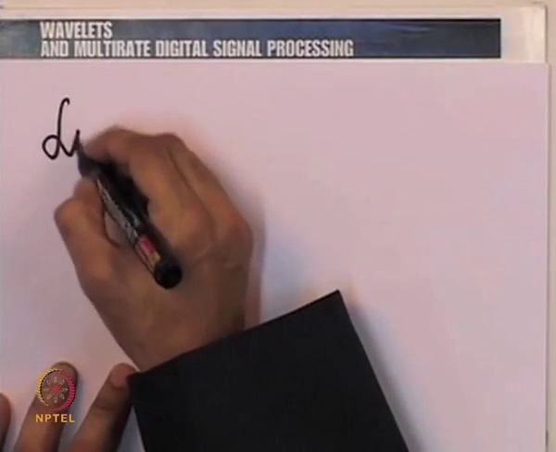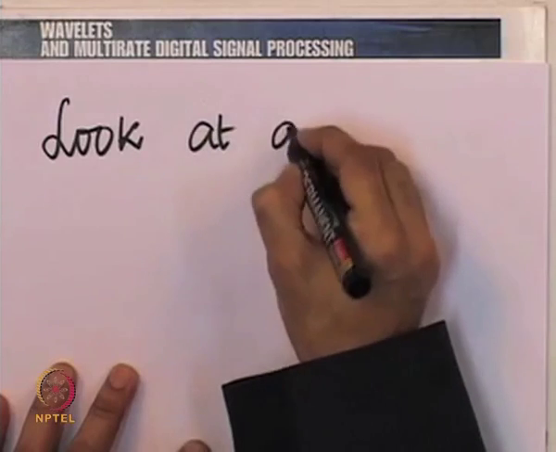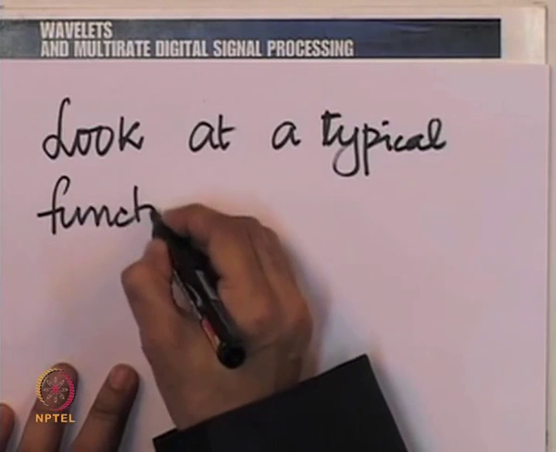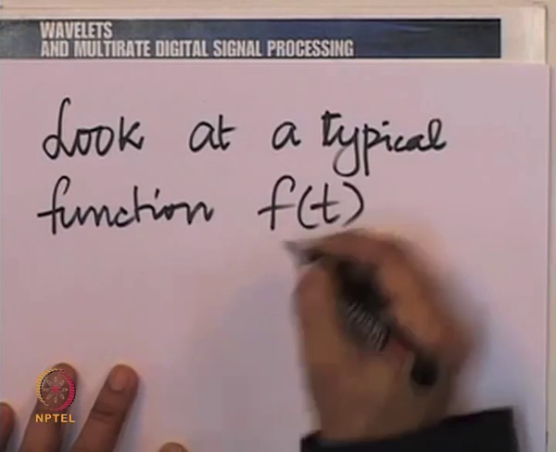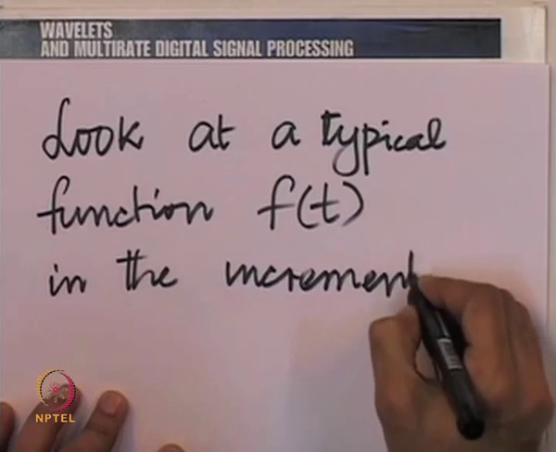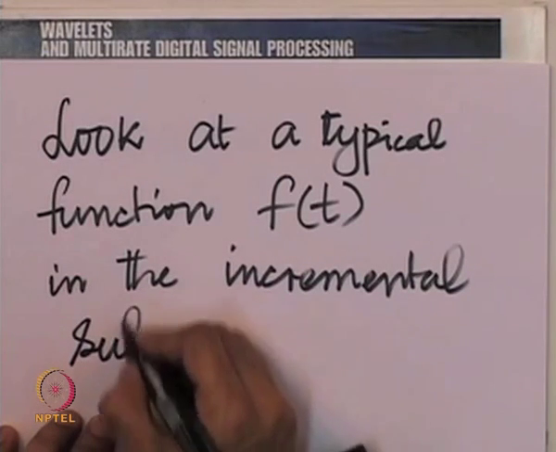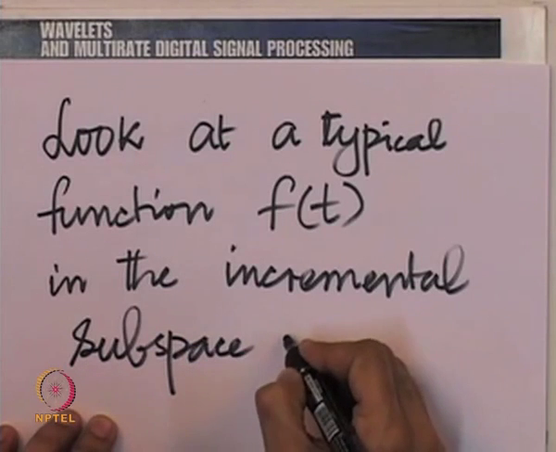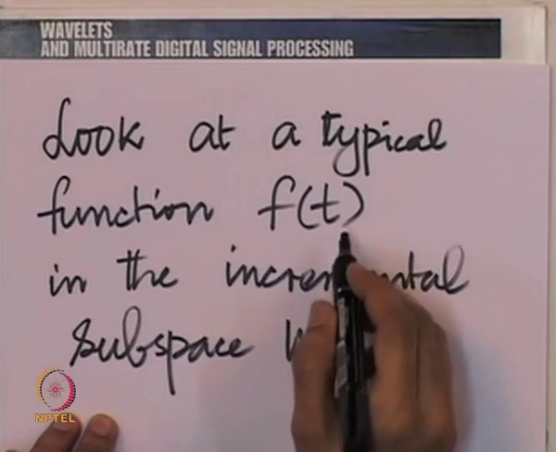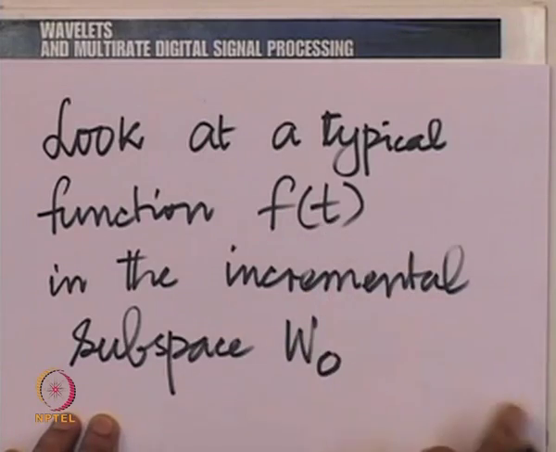Well, the strategy that we would employ in the proof is to look at a typical function in the incremental subspace. Let us call that function f t. Now, what is it that characterizes this function f t? There are two things that characterize it.